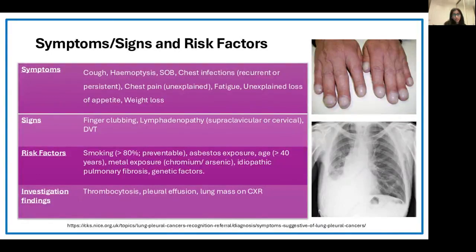Asbestos exposure is, again, a risk factor for some of the lung cancers, so occupational history is important in this particular scenario. Metal exposure as well. Pulmonary fibrosis is an independent risk factor of lung cancers, and there can be certain genetic mutations that pass down through families as well. In terms of your basic investigations in the community, if you've got patients with thrombocytosis or maybe pleural effusion or a lung mass on chest x-ray, then those are things that you might want to look into further.